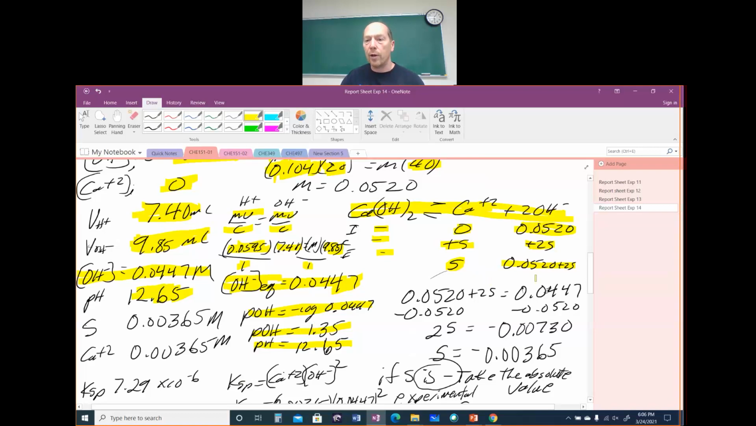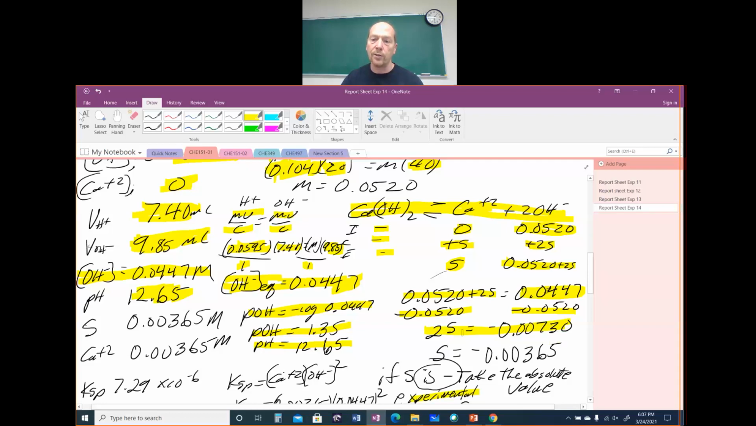All right, so we have the concentration of OH minus at equilibrium from our titration. That is the 0.0447, and that is equal to the 0.0520 plus 2S. So to get S by itself, we have to subtract 0.0520 from both sides. And this is where our error comes in. All right, this cannot be a negative number. It is a negative number, and it's a negative number because of experimental error.